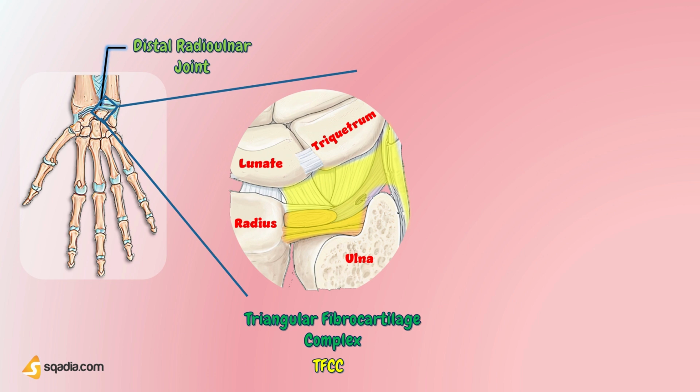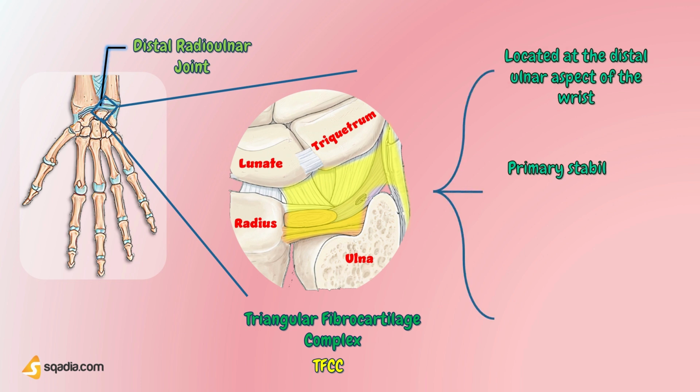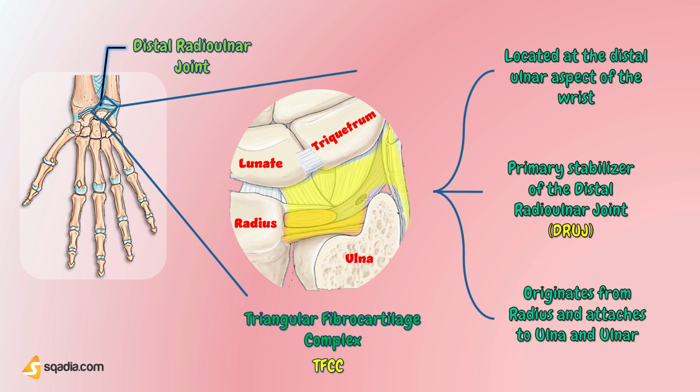So, the Triangular Fibrocartilage Complex, also called TFCC, is an important set of structures located at the distal ulnar aspect of the wrist. It serves as the primary stabilizer of the distal radioulnar joint, DRUJ, and bears weight as well. It originates from the radius and attaches to the distal ulna and ulnar carpus. Due to its location and function, the TFCC can be a source of ulnar-sided wrist pain, with injury classified as traumatic or degenerative. That was just an overview.